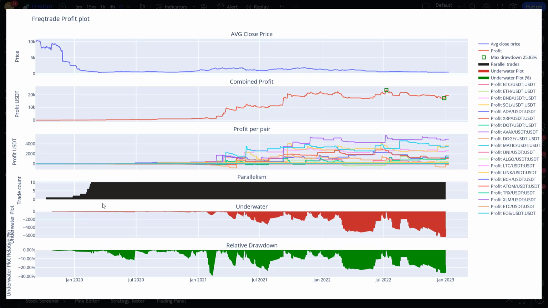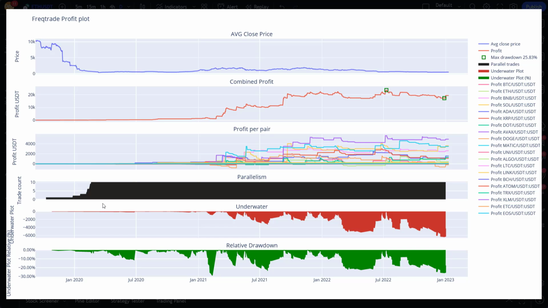Nonetheless, watching the profit plot again, I think that there is a nice natural growth curve on the profits, and the pairs plot does not seem to have these weird spikes in profit on certain pairs. At some point the parallelism goes black and stays that way. So here the plot is always busy, either with long or short trades.